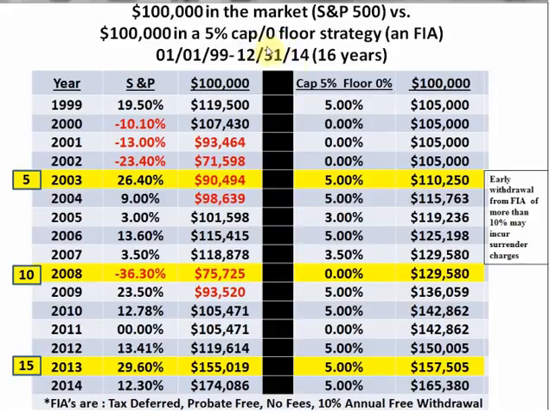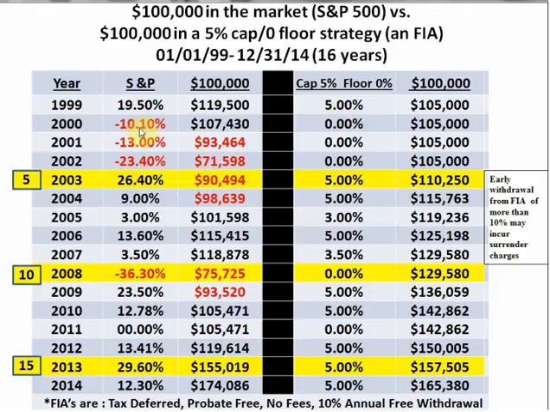So you see that, for example, 1999, your money's in the market. The market went up from January 1st to December 31st. The market went up 19.5%, so you have 119 in your market fund. With the annuity, you got a cap of 5. That's the most you're going to make, so that's 105,000. But then in these years, 2000, 2001, 2002, the market went down 10, 13, and 23%.